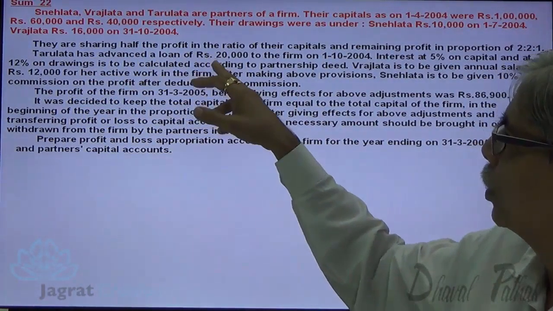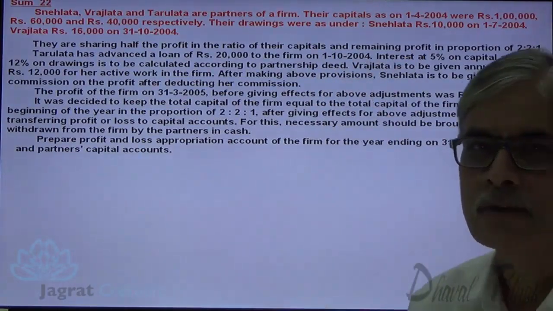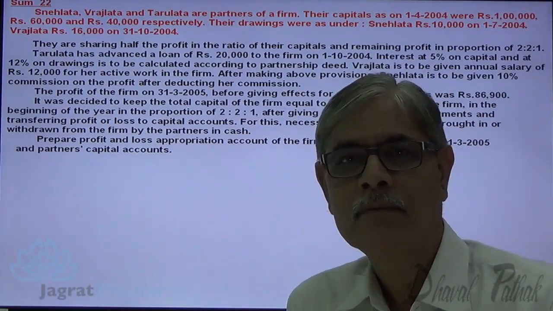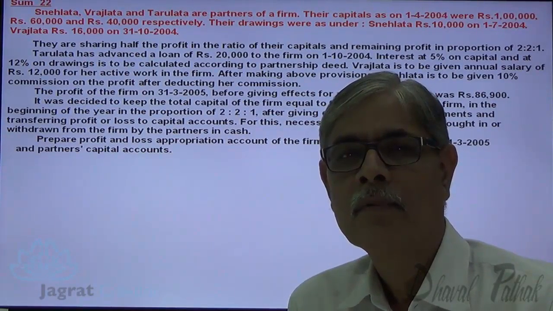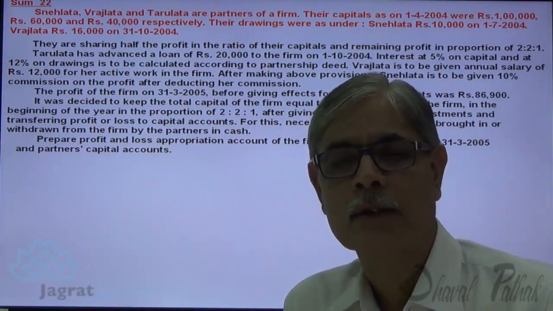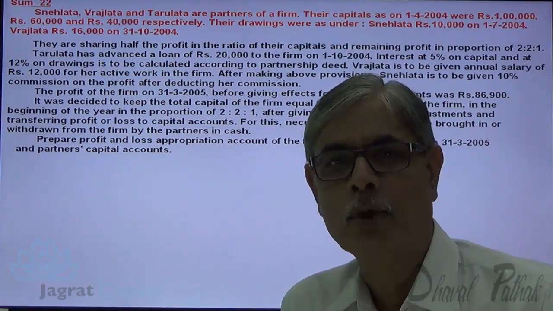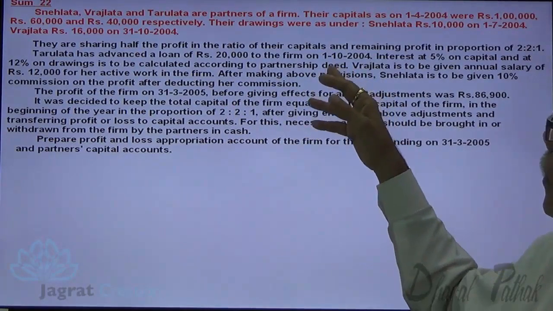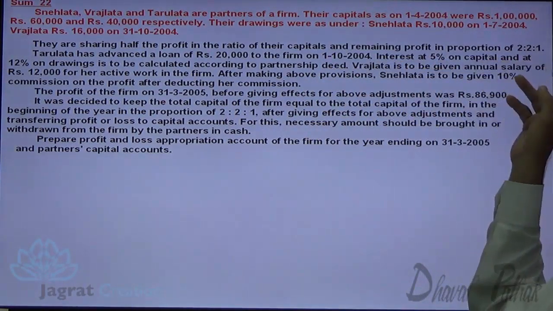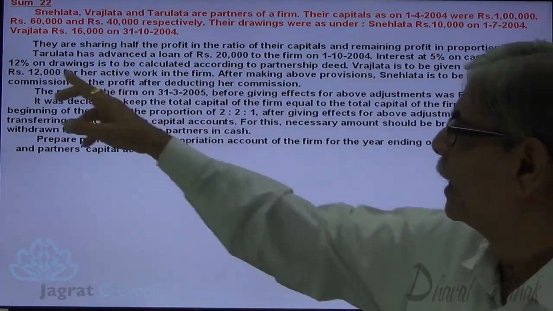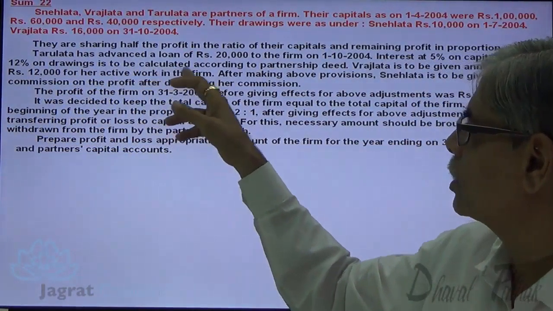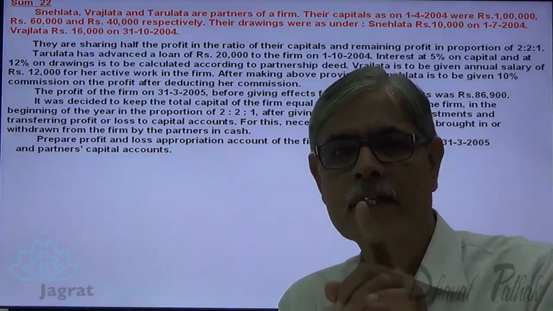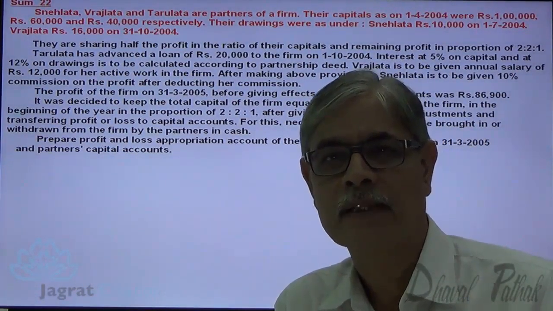Tarulata has advanced a loan of 20,000 to the firm on 1/10/2004. So partners loan, we should give 6% interest on such loan for the time period of loan. Interest at the rate of 5% on capital and at the rate of 12% on the drawings is to be calculated according to the partnership date. So interest on capital and interest on drawings adjustments are there.